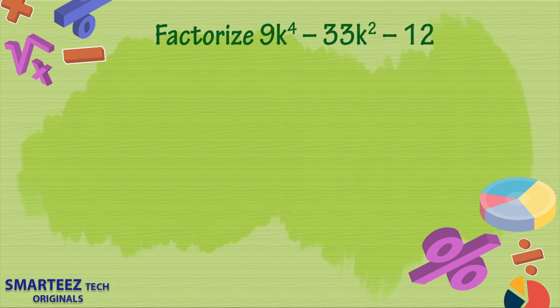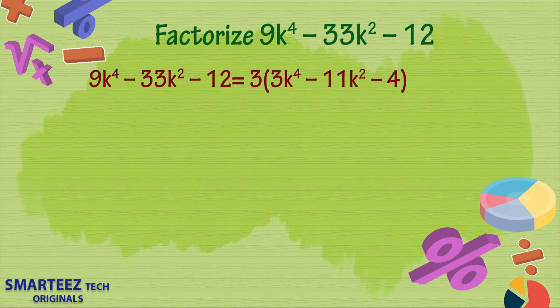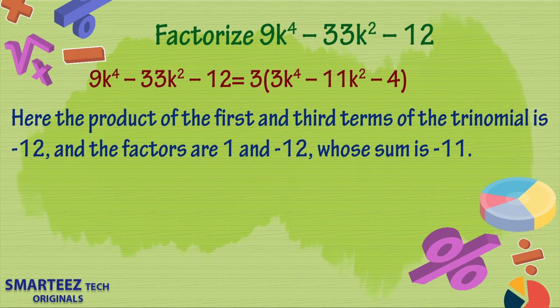Let's do the next example. Factorize 9k⁴ - 33k² - 12. Solution. In this trinomial, there's a common factor, namely 3. So 9k⁴ - 33k² - 12 equals 3(3k⁴ - 11k² - 4). Here, the product of the first and third terms of the trinomial is -12, and the factors are 1 and -12, whose sum is -11.